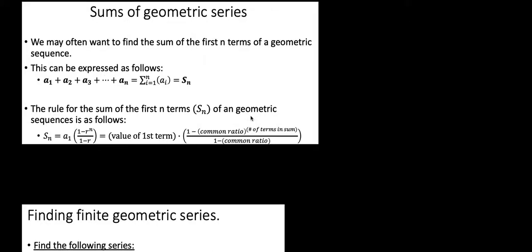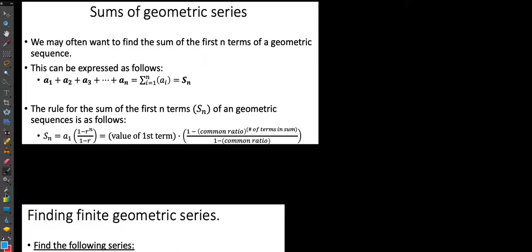Okay guys, in this video we're going to take a look at the sum of a geometric series. And so let's go ahead and refresh our memories here. When we talk about a series, this is the sum of the terms of a sequence.